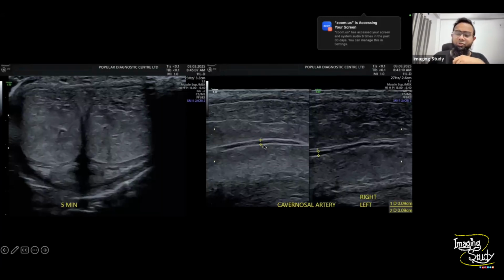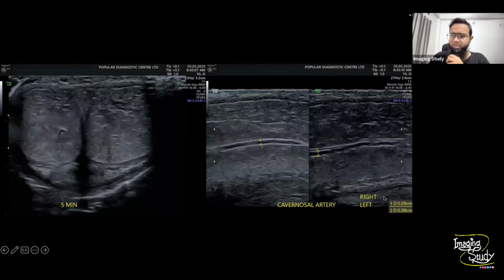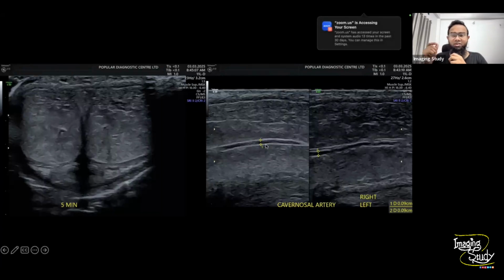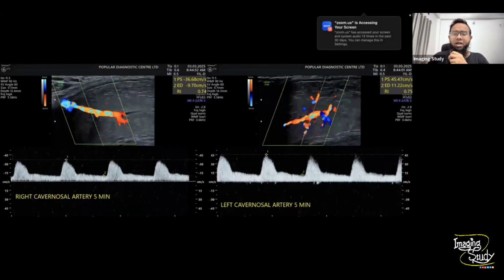So the diameter we saw was 0.7 millimeter. Now it's 0.9 millimeter. So the arteries are getting dilated. And we check the flow. Now the flow is quite easy to get. You see, the right cavernous artery is showing 36 PSV and 9 in diastolic velocity, and the peak systolic velocity on the left is 45 and 11.